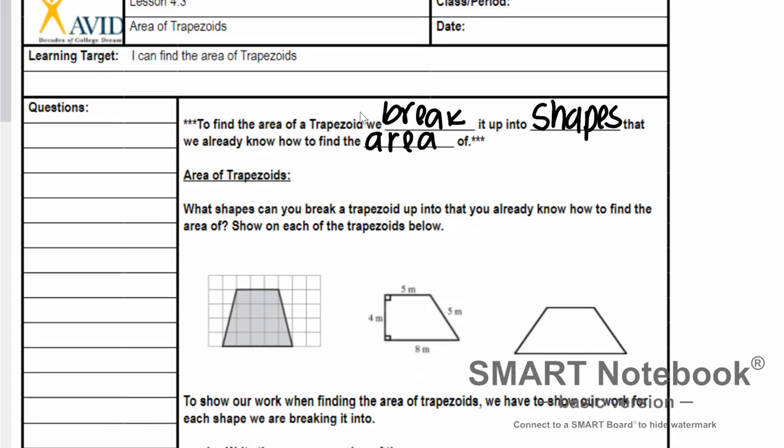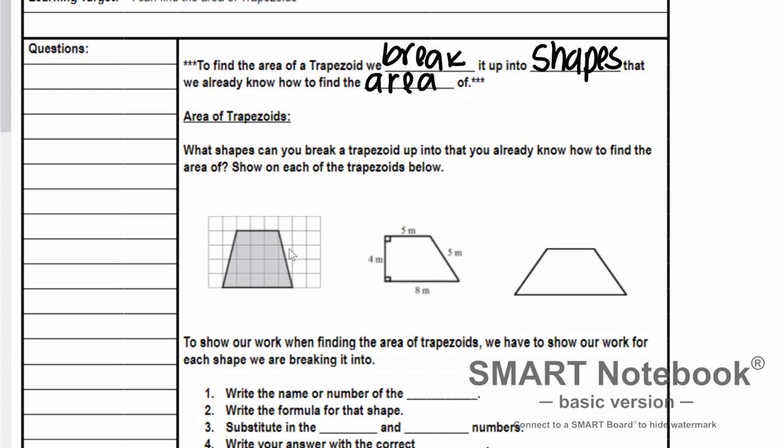Okay. So let's look at these three examples. These are all types of trapezoids right here. And think to yourself or on your paper, start breaking them up into shapes that you would already know how to find the area of. For example, I could break this one up right here and it would become a rectangle and a triangle. Okay, so go ahead and do that on your paper.